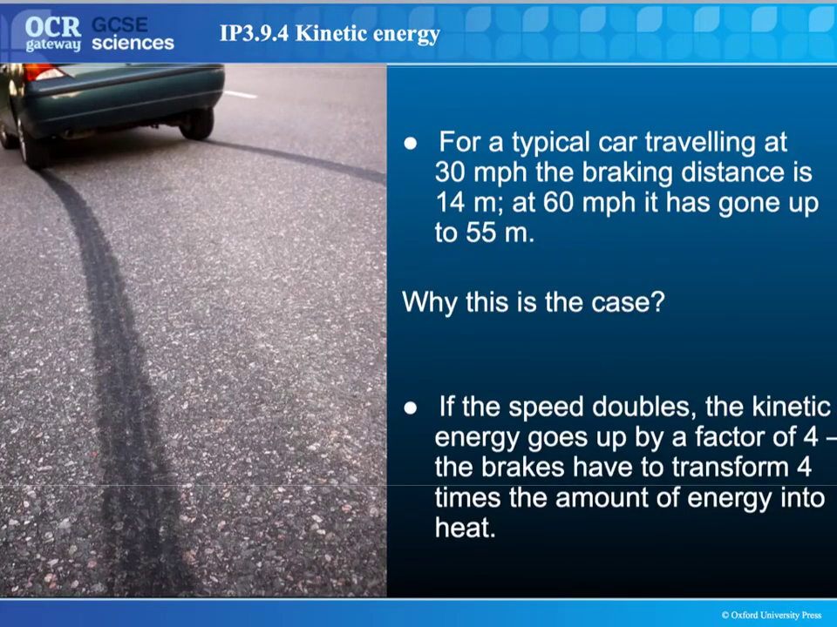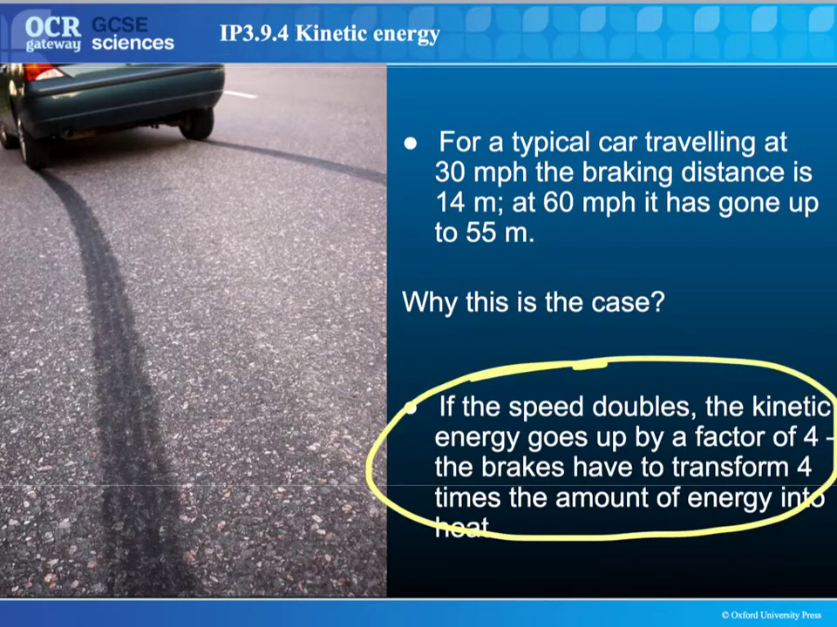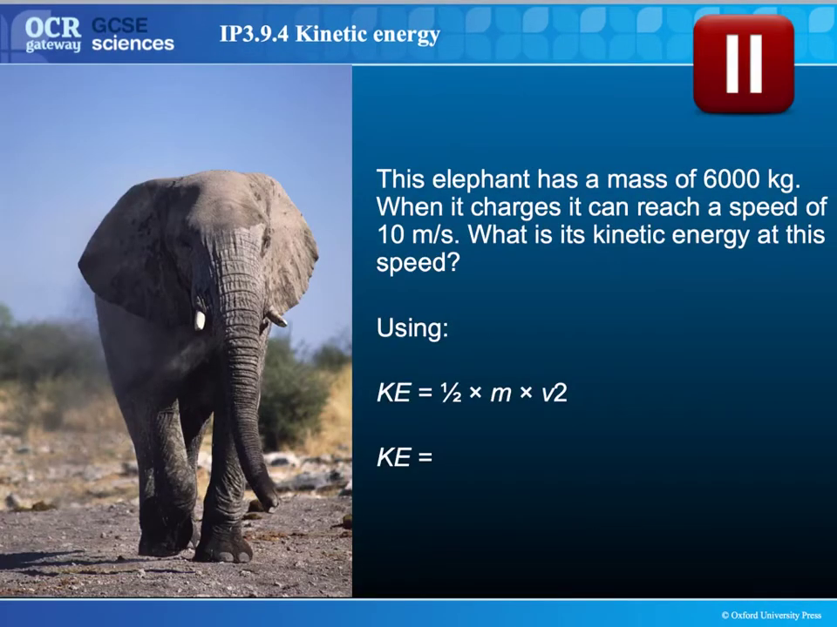So how do we link that to braking distance? Well, we saw in an earlier lesson that the faster that you're going, the much greater the distance it takes to stop. And that's because of the amount of energy that a car has. So a car travelling at 30 miles an hour has a braking distance of 14, whereas at double the speed, the braking distance has increased by more than 3 times. This is because of that principle that I highlighted in the last slide. If the speed doubles, the kinetic energy goes up by a factor of 4. So the brakes have to work 4 times as hard to transfer the same amount of energy away as heat and as friction.